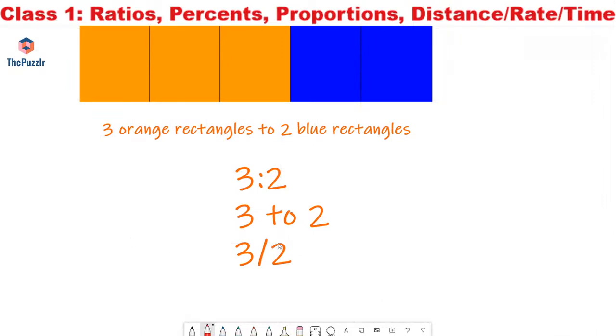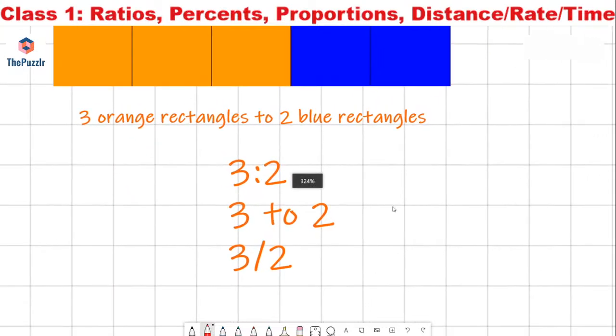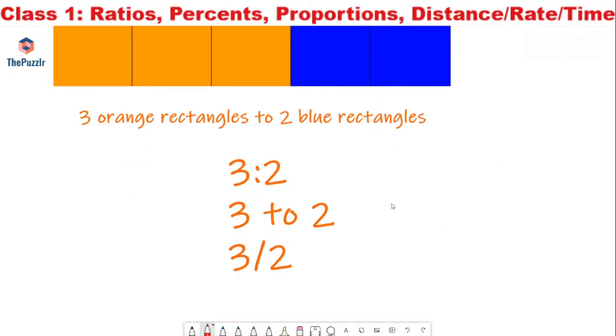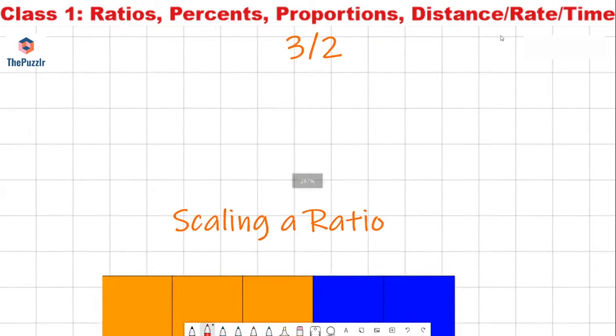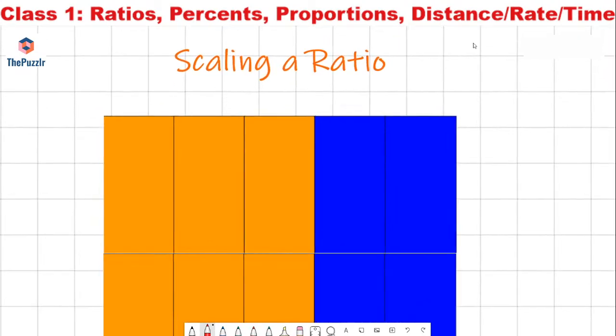But the most common way is fractions, 3/2. The reason this is the most common is because you can use fractions to do a lot of mathematical items, like simplifying the ratio. But you might also see the ratio with the colons a lot, because we use that when we have more than 2 elements in the ratio. Let's move on. So why are ratios so useful?